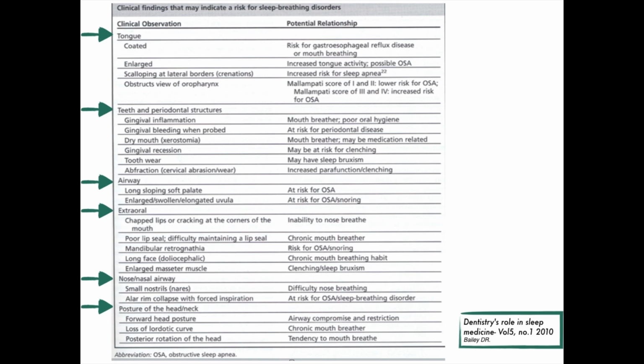And lastly, with posture, we're looking at forward head posture, which could indicate airway compromise and restriction. The loss of lordotic curve in the spine indicates a chronic mouth breather, and posterior rotation of the head, again, a tendency to mouth breathe.